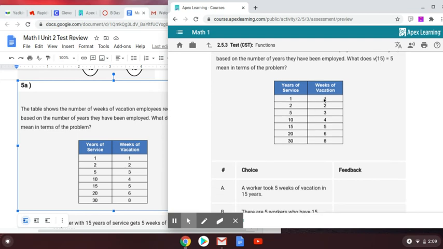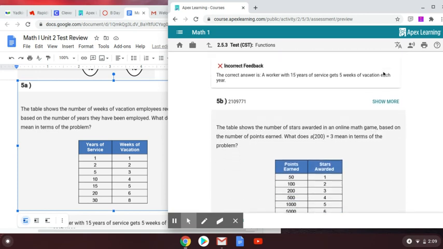Remember what's inside is your x. So you're looking over here. X is on the left, y is on the right, independent variables on the left, dependent variables on the right. For 15 years of service, they get 5 weeks of vacation. That's what this means. If the input is 15, the output is 5. Okay.